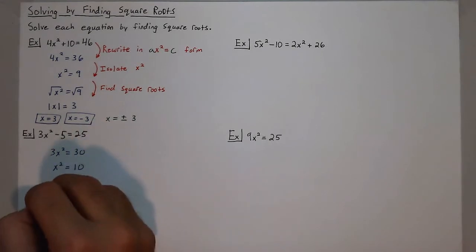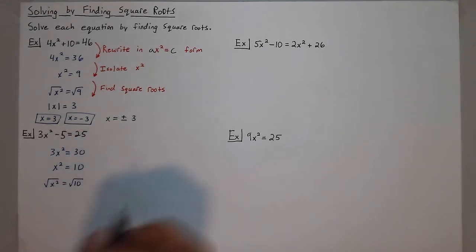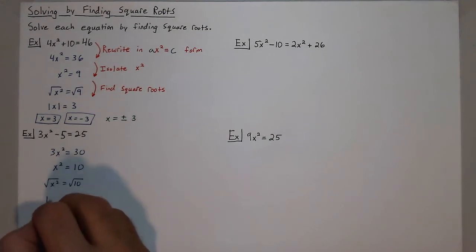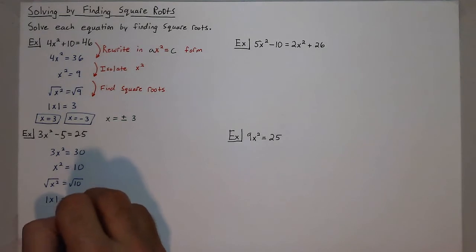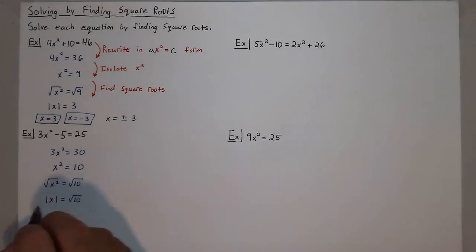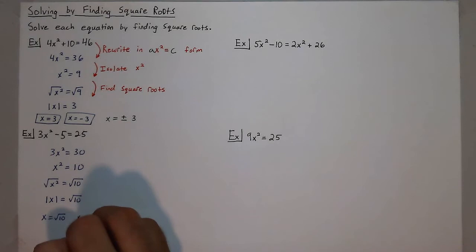And then I'll find my square roots by taking the square root of each side. Give me absolute value of x is equal to square root of 10. Which my two solutions, because I have the absolute value of x, will be x is equal to positive square root of 10 and x is equal to negative square root of 10.